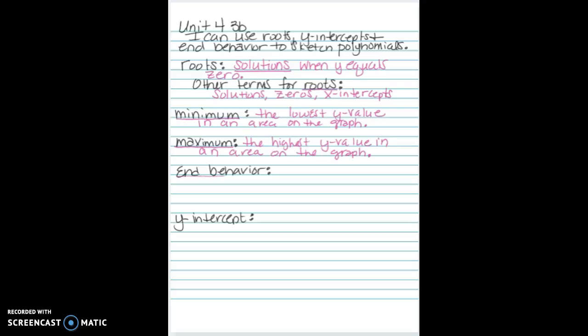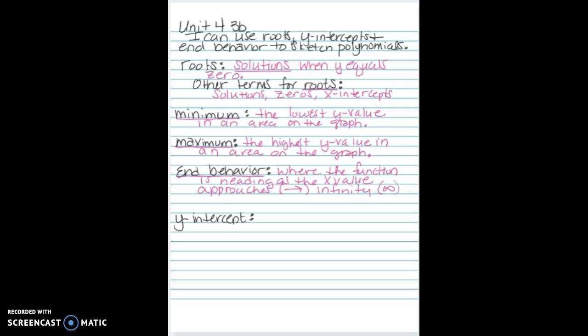Okay. The next thing we need to look at vocabulary-wise is end behavior. End behavior is where the graph, where the function is heading as the x value approaches, and we designate approaches with an arrow, infinity. Now keep in mind, function is heading means where the y values are going.